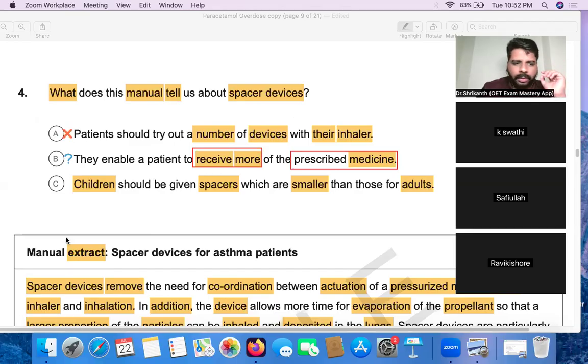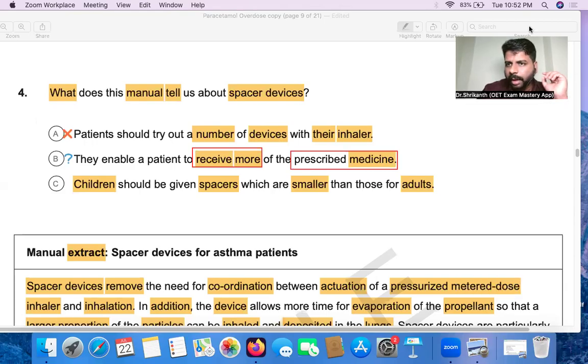Now let's come to the third answer option over here. What is the verb over here? Children should be given spaces which are smaller than adults. So what is the verb? Give spaces which are smaller. Did we read anywhere that children should be given smaller spaces? It is not mentioned, right? So since it is not mentioned, you cannot choose answer option C.